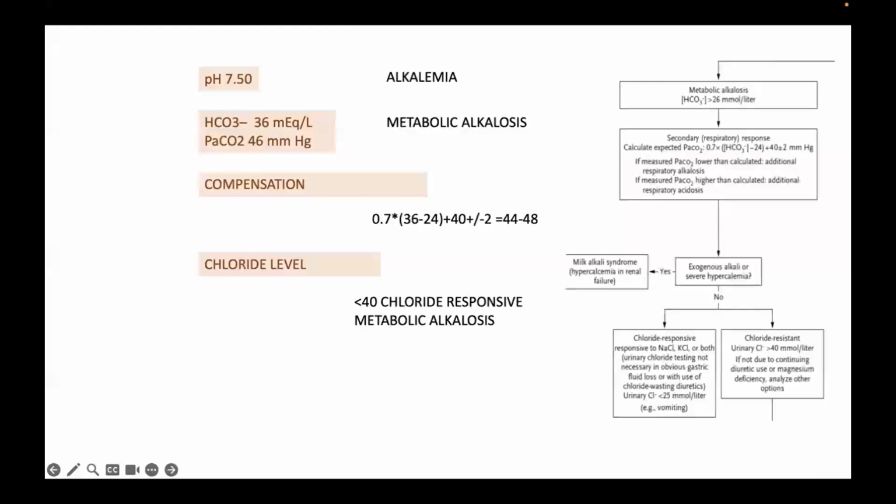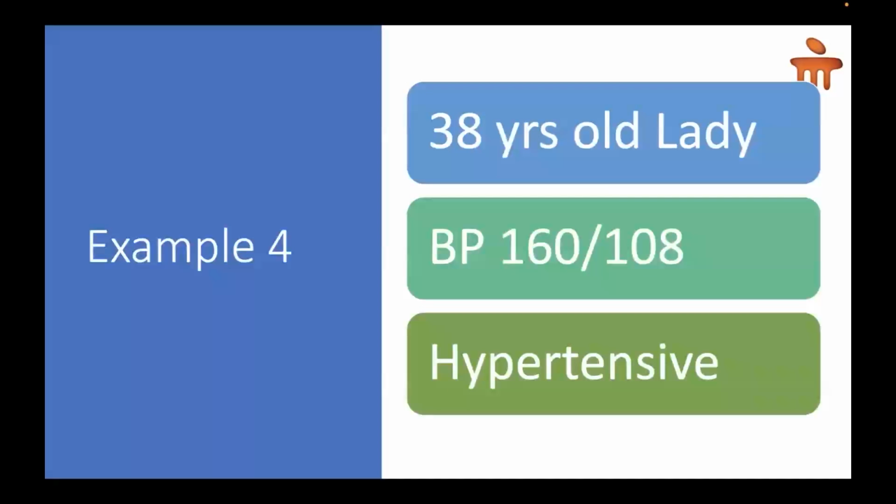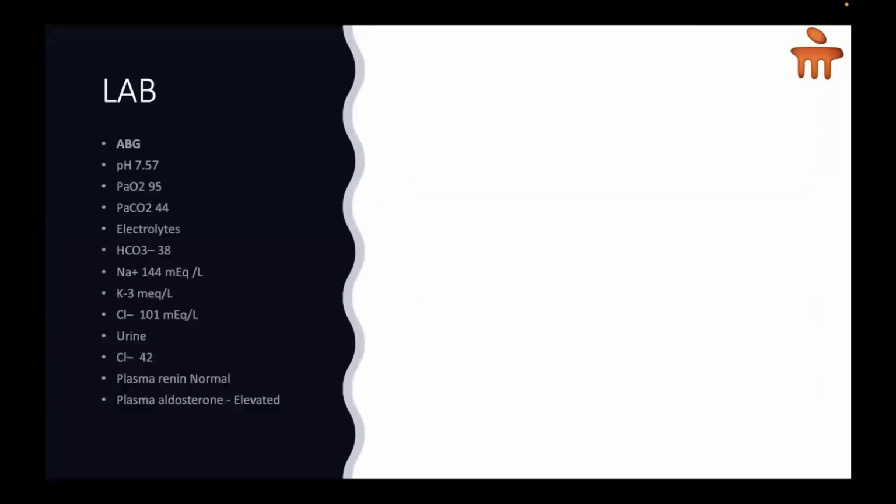If in your ICU you feel that it's a metabolic alkalosis secondary to diuretics, and we have a confusion whether it's due to obvious use of diuretics or something else, you can just do a urinary chloride. That will give us an idea whether it's due to diuretic use or something else. So make use of this protocol to identify the cause of metabolic alkalosis.